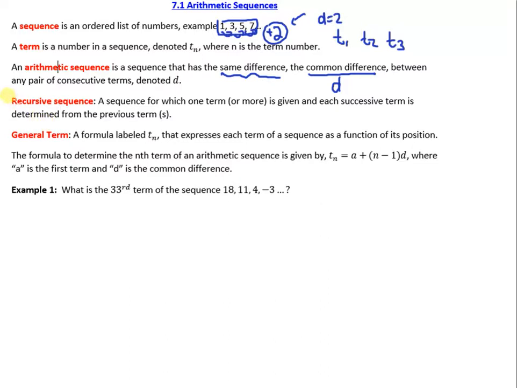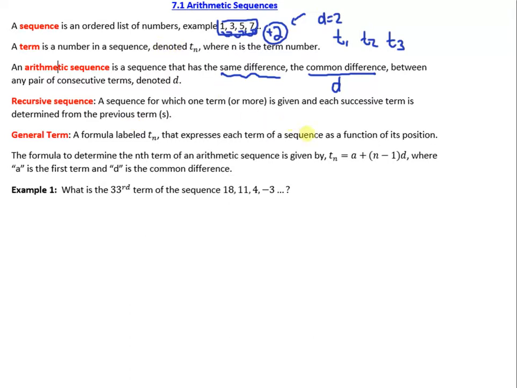We're going to get into recursive sequences a little bit later, but a recursive sequence is a sequence where the first term is given, and each successive term, so all of the other terms, is determined by the previous term. And general term, basically, is just like the general formula.